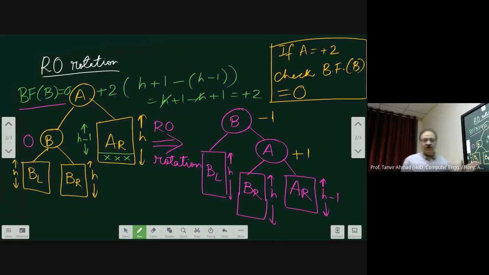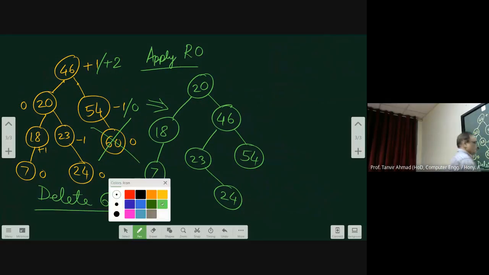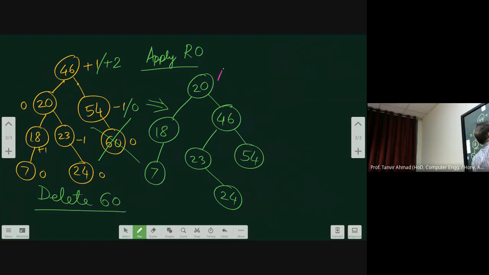We became the root. A came down. The AR is now put to A. BR to left of A and BL as it is. Now similarly, you can directly map over here. Actually, this is A now. This is A. This is B.